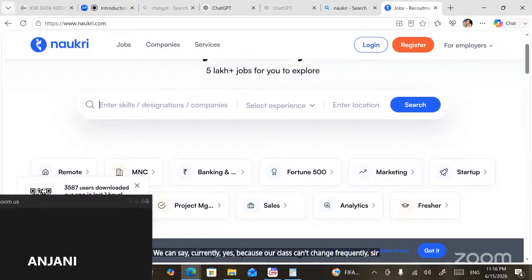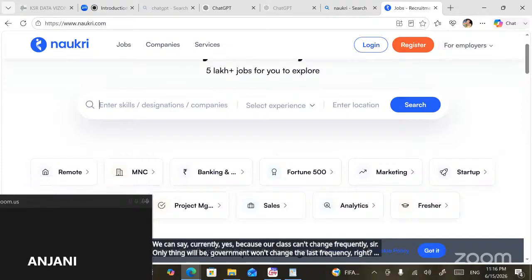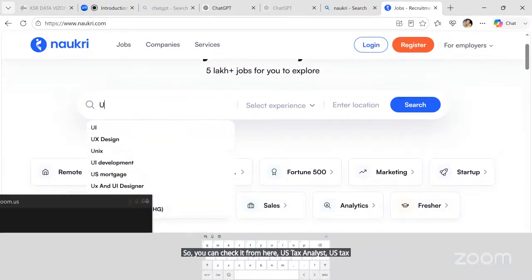So the government won't change the laws frequently, right? It's a very slow process. Even if they want to change 1% tax, it will take 1 to 2 years for finalizing. So you can check it from here: US tax analyst, US tax consultant with the name.